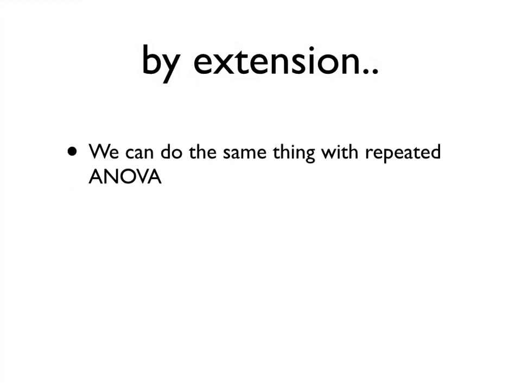So we can do the same thing with analysis of variance. It's the same idea. Instead of matching up pairs of subjects, we're going to match up blocks of subjects. And we're going to have maybe 3 or 5 subjects that are the same.